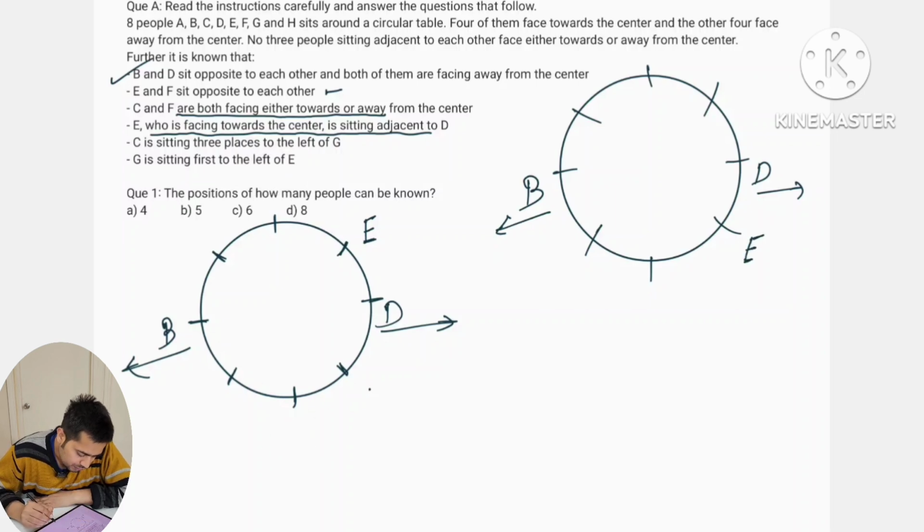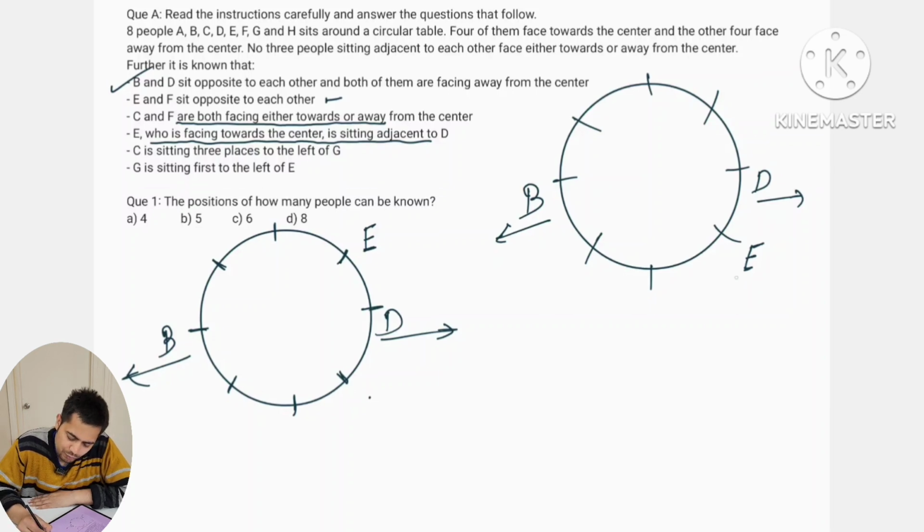G is sitting first to the left of E. So in configuration 2, let us say E is facing outward, and first to the left of E, D is already placed. So E cannot be facing outward because we have to place G. So definitely E has to face inwards. So one place is left for G. This clue is used. C is sitting 3 places to the left of G.